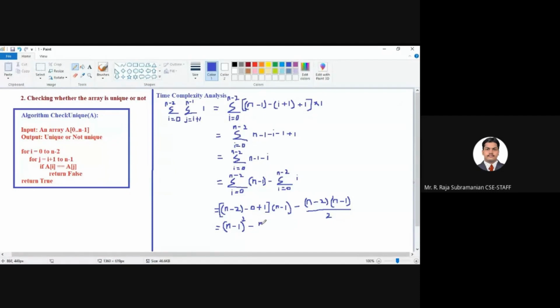Or I can also multiply inside. If I multiply, what will happen? n squared minus 2n minus n, I'll get minus 3n, plus 2, divided by 2. If I'm going wrong, please help me. Minus 2 into minus 1 will be 2, divided by 2. I'm not putting the minus inside, just having it like this. Getting into this, n minus 1 the whole square. What is n minus 1 the whole square? n squared minus 2n plus 1.